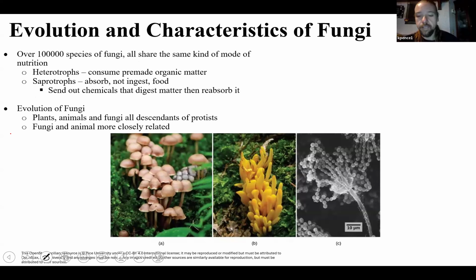Most of them are going to feed the same way. We have heterotrophs, meaning that there is no fungus out there that we know of that is photosynthetic. This is one reason why we can't say that fungus are plants, because all plants have to be photosynthetic. There's not one fungus out there that can make anything from sunlight.